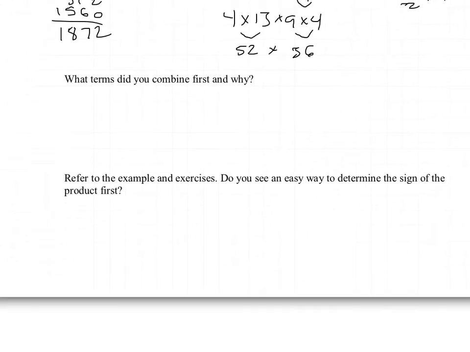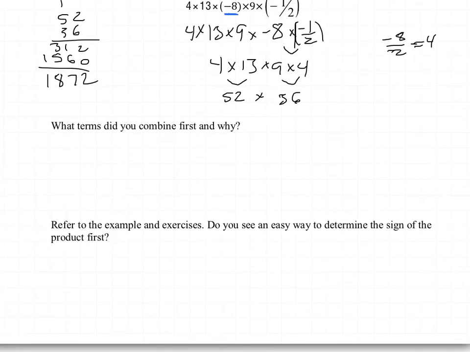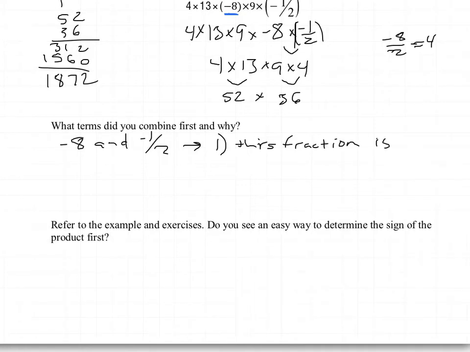Alright, so what terms did we combine first and why? I combined negative 8 and negative 1/2 for really two reasons. One, mostly, this fraction and whole number is compatible with the whole number.